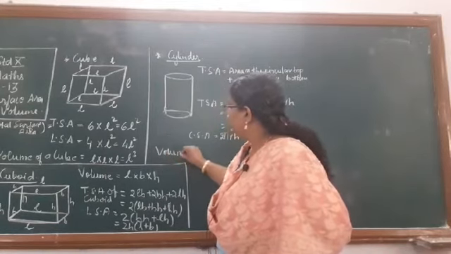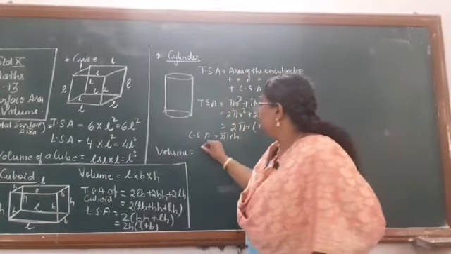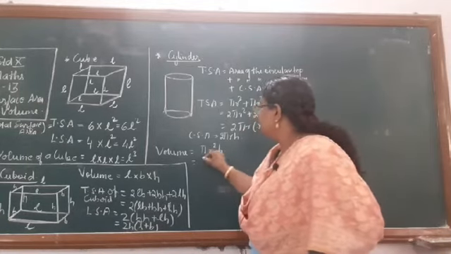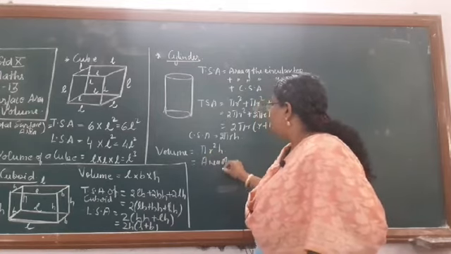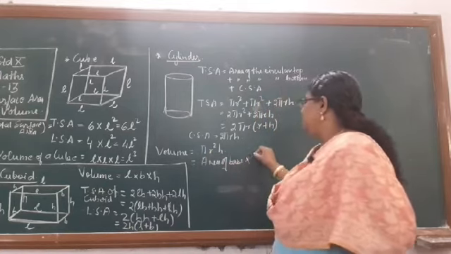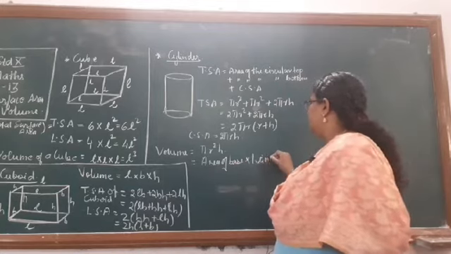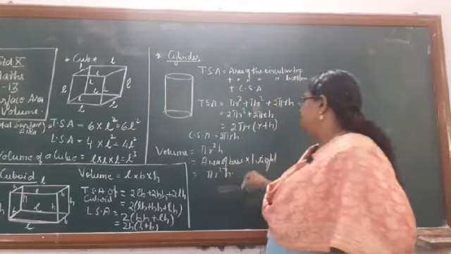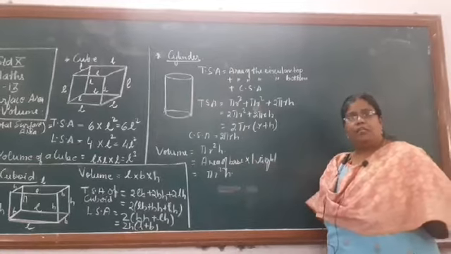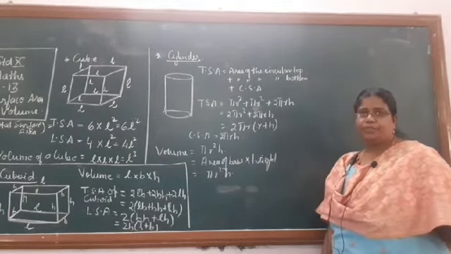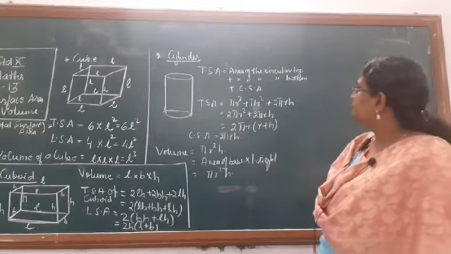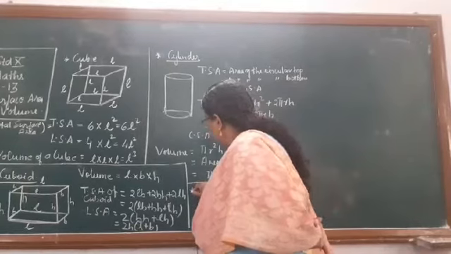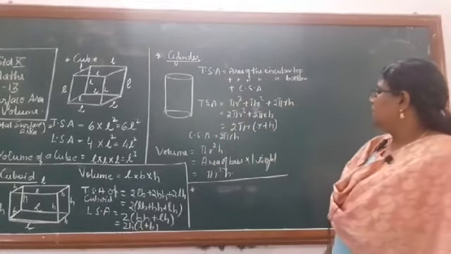Now volume. What will the volume be? It will be pi r square h. This can again be represented as area of base into height. Area of base is pi r square and height is h. That is how you get the value pi r square h. Clear? Okay. Now let me take the next figure, which is a sphere.